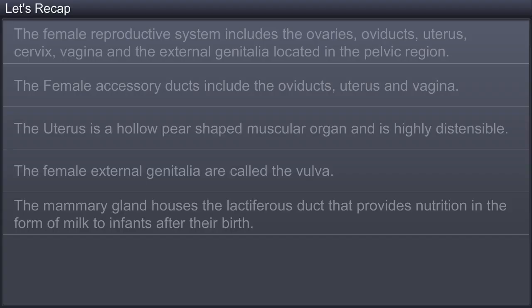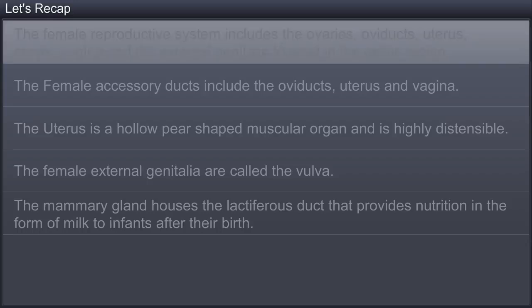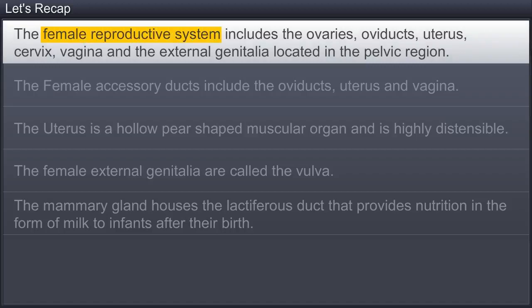You have now reached the end of this module. In this module, you learned that the female reproductive system includes the ovaries, oviducts, uterus, cervix, vagina, and the external genitalia located in the pelvic region.